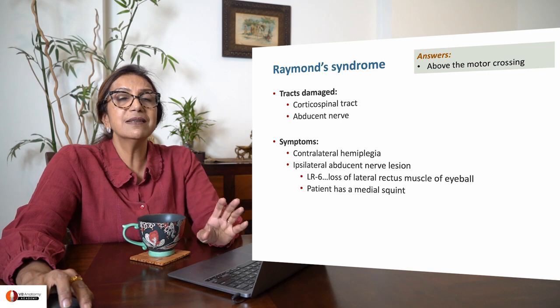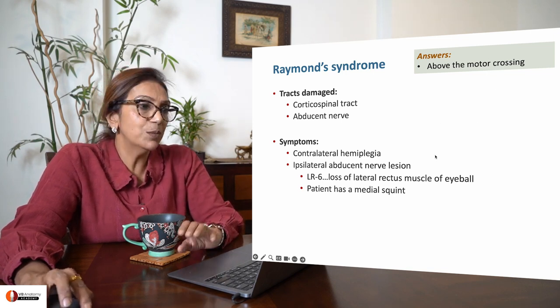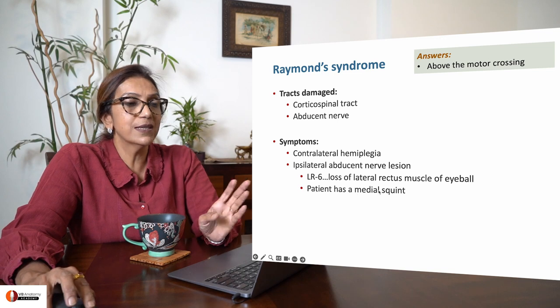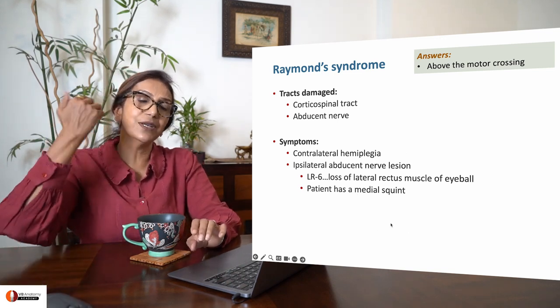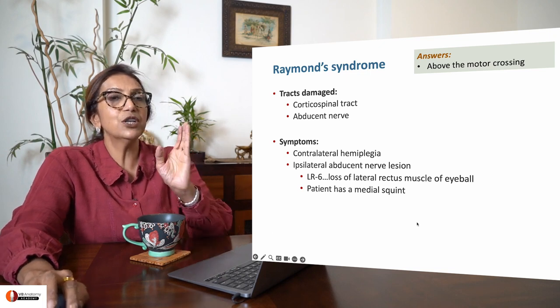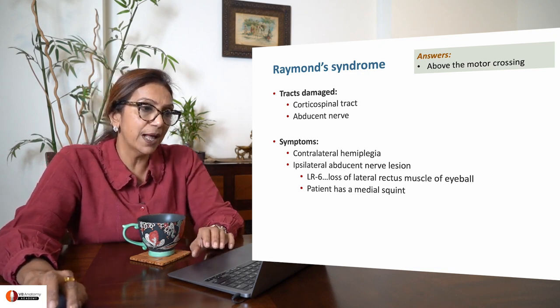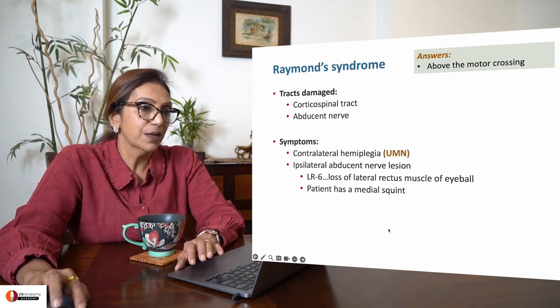This is your answer to what we have been discussing. The lesion is above the motor crossing. Therefore, you will see contralateral hemiplegia. But at the level of the lesion itself, you will see ipsilateral abducens nerve lesion. Patient will come with a medially rotated eyeball. Patient has a medial squint.